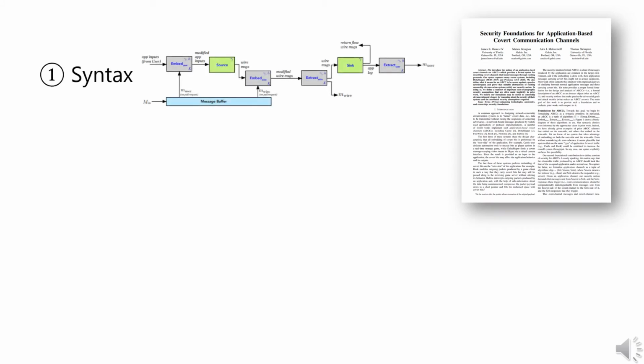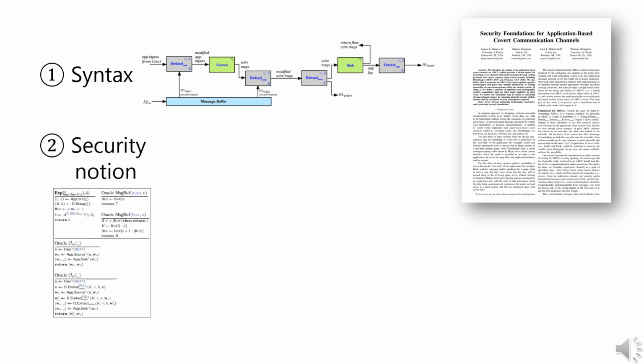In our paper, we provide the first formal framework for evaluating the security of such systems. First, we provide a clear syntax for application-based covert channels that is powerful enough to capture the variety of architectures observed in practice. Then, we present a game-based concrete security notion that formally captures the security goal targeted by these systems: unobservability against a passive eavesdropper.